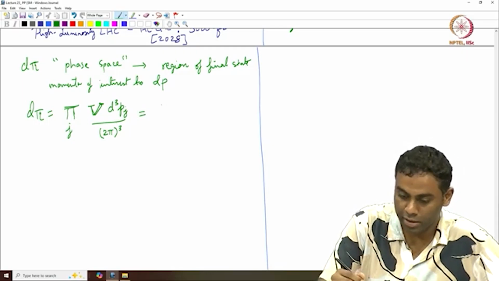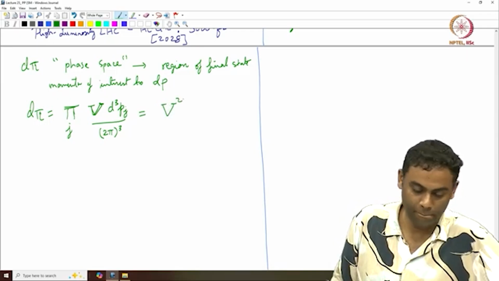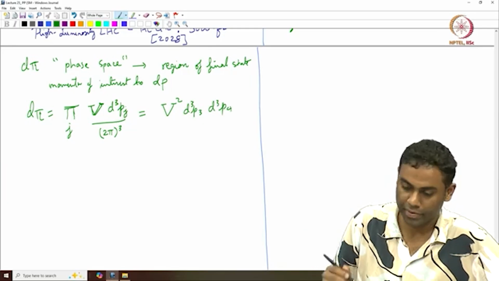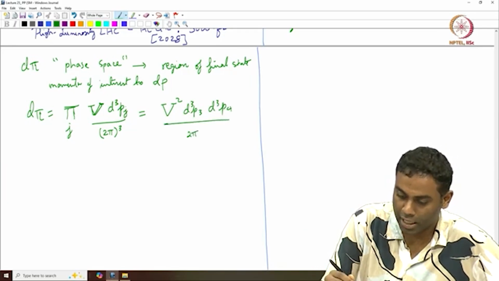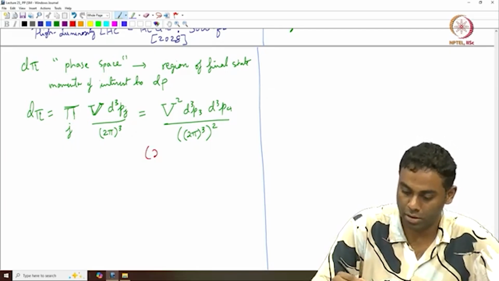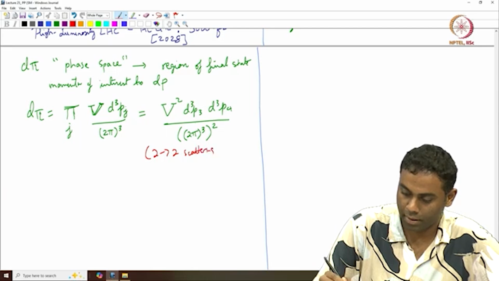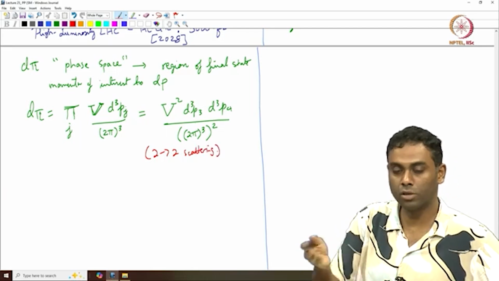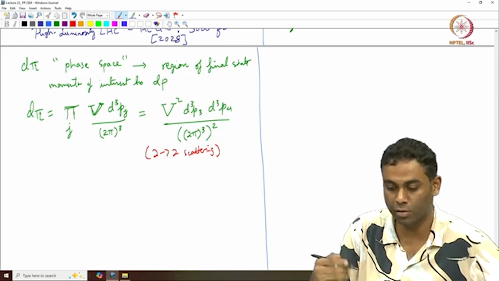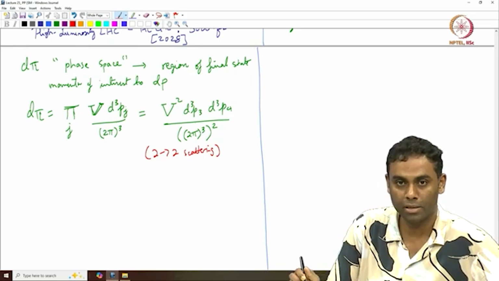For each particle there is a V, so I have a V squared, and then for each particle in the final state I have a d^3p3 and a d^3p4, and for each I have a 2 pi cubed in the denominator, so I am just going to square it. Okay, so this is for 2 to 2 scattering. If it was 2 to 3, I will write one more term, V cubed, then I will put a d^3p5 and then one more 2 pi cubed in the denominator.